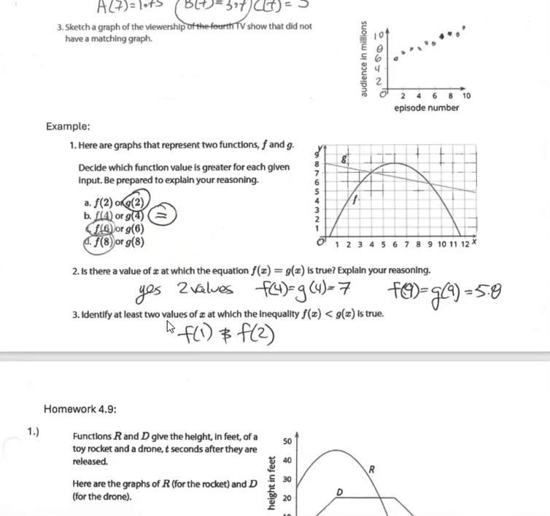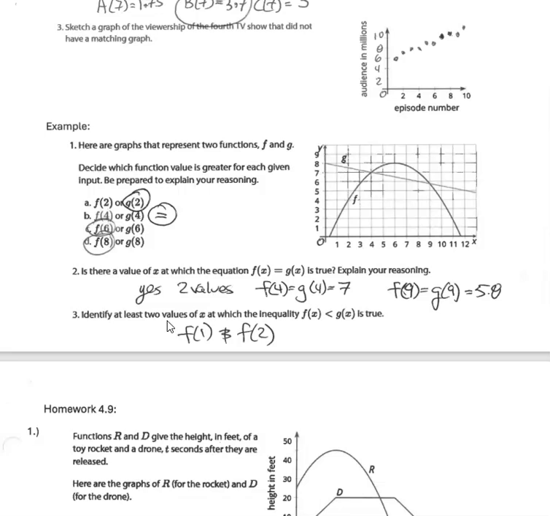Now let's take a look at this last one. This last one was asking for you to look for the outputs to see if f of 2 or g of 2 would be bigger, if f of 4 or g of 4 would be bigger, and so on. And if you look at this, at an input of 2, g is going to have bigger outputs. It's higher, so that one would be bigger.